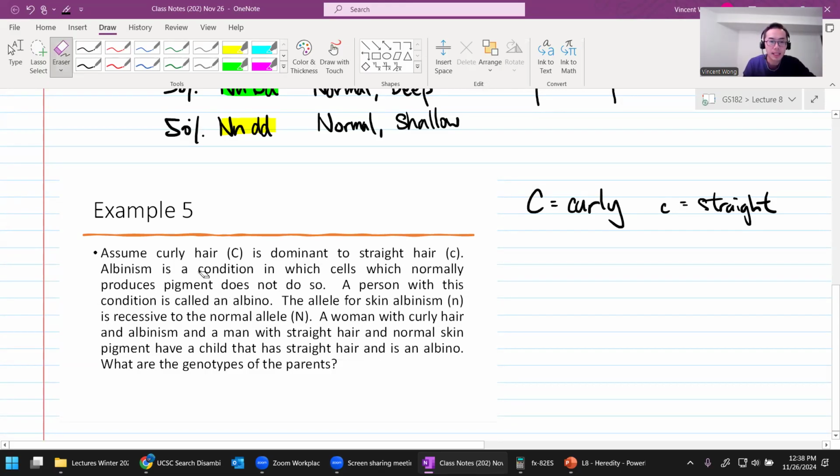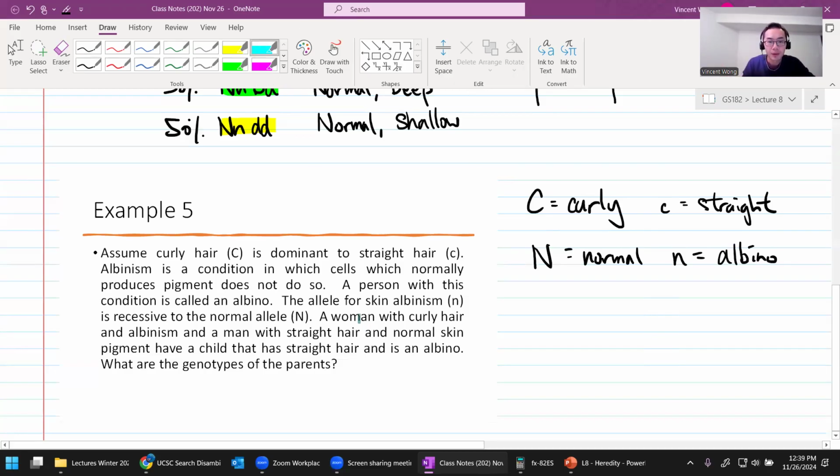And then it says albinism is a condition in which cells which normally produce pigment do not do so. A person with this condition is called albino. The allele for skin albinism is recessive to the normal allele. So big N for normal, small n for albinism, okay, or albino. So that's the alleles and what they represent.